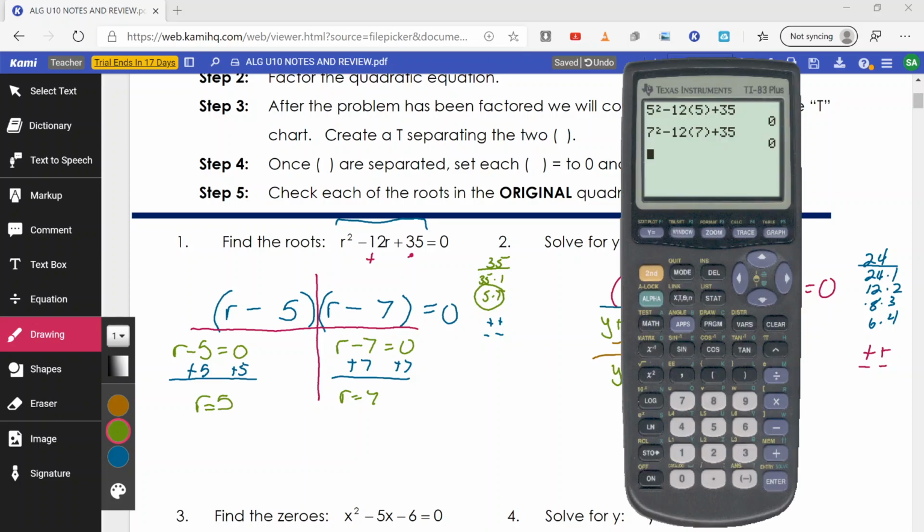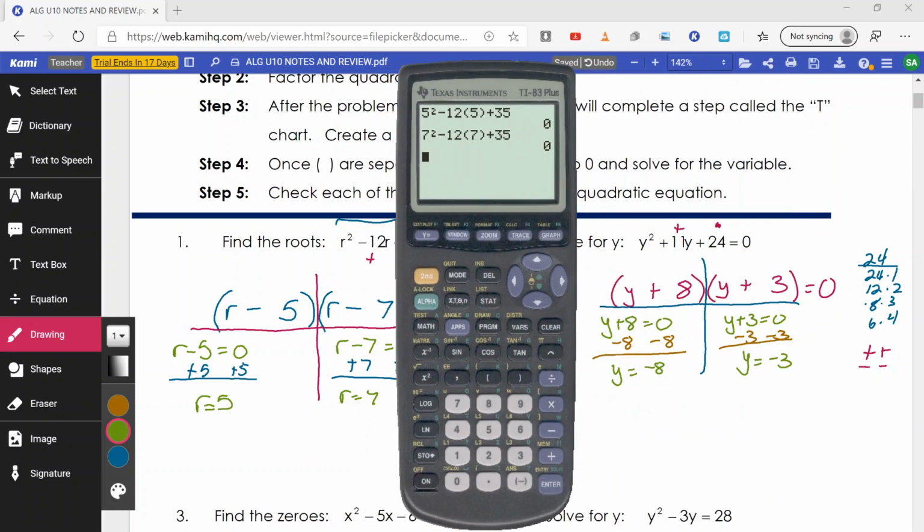And again, if you want to check your answer, we just plug negative 8 and negative 3 in. When we use the TI-83 Plus calculator, whatever number we use, if it's negative, we have to put it in parentheses, especially if we're squaring it. So negative 8 squared plus 11 times negative 8 plus 24 gives me 0. And I'll do the same thing for negative 3.